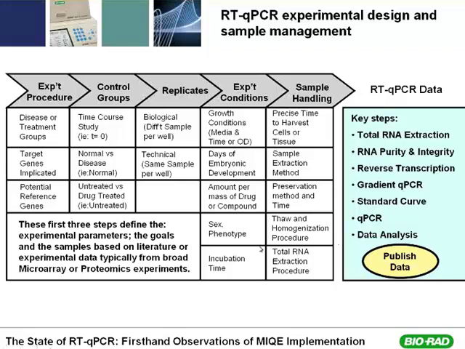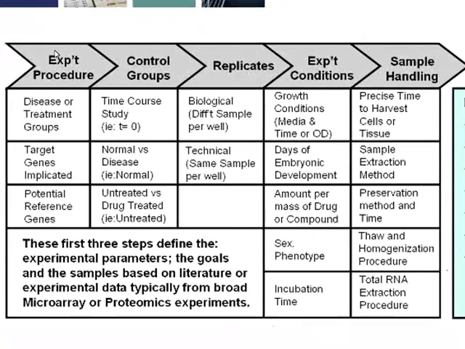So here is an experimental design table that I generally present in all the trainings that I give for qPCR. It's just a nice one-pager to show you how to design an experiment where you follow some very straightforward steps. But all of these steps are completed at your desk before going into the lab. Things like experimental procedure, where you list the disease or treatment groups you're going to be using, the target genes that are implicated in your study, and potential reference genes that you're going to be using. Control groups, what are your control groups that you're using in this study?